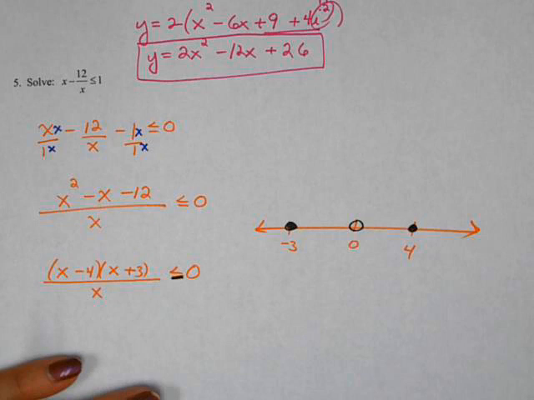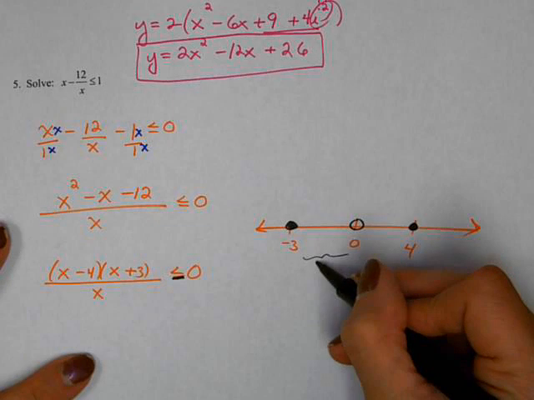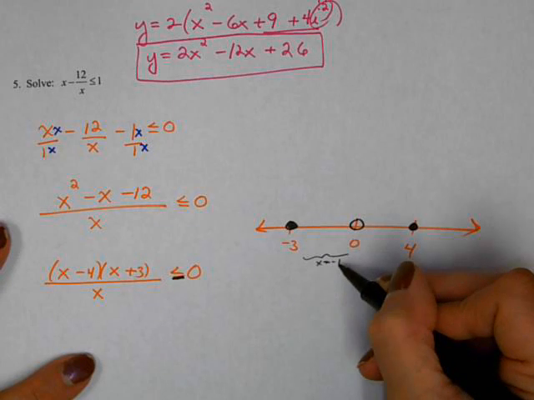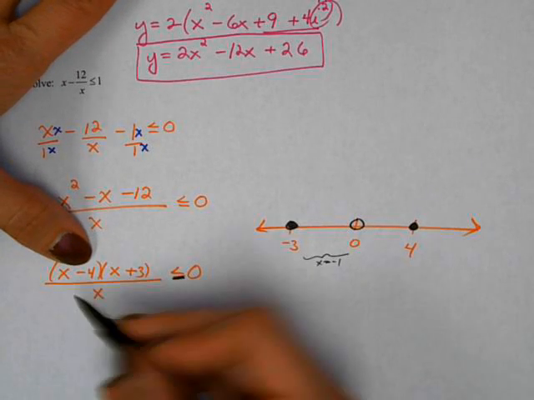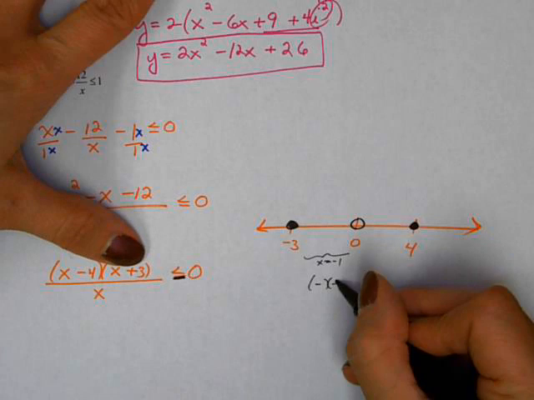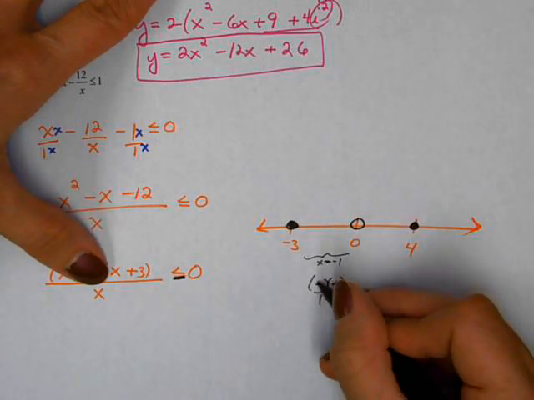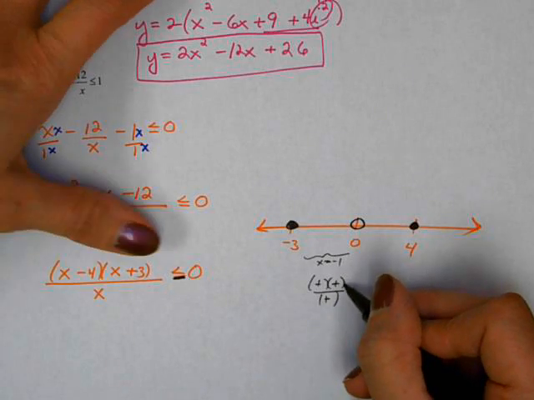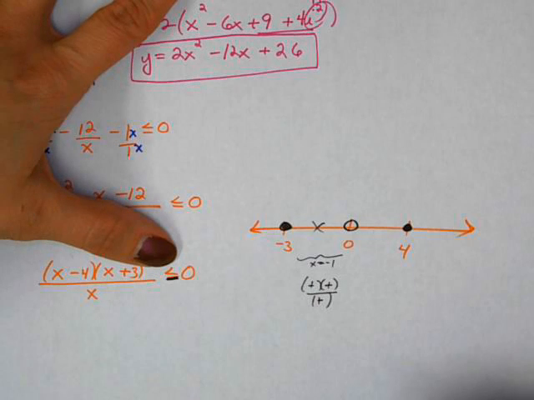We have to find numbers that are in there so we can actually test those sections. Okay, so let's take the number, I don't know, negative 1. Negative 1 minus 4 is going to be a negative. Negative 1 plus 3 is a positive, and then divided by a negative. That's going to make a positive, but we want negative. That's not a good section.